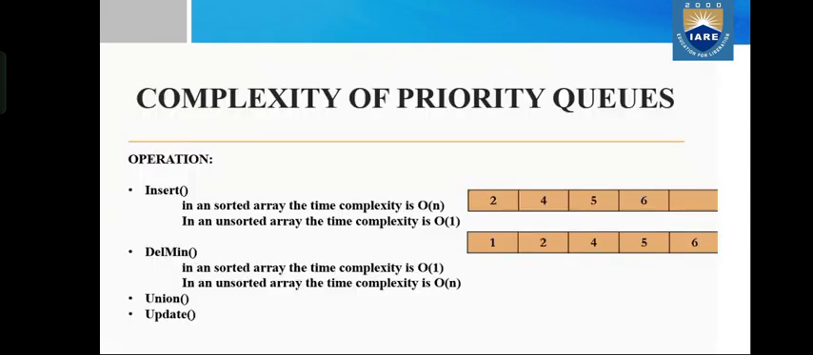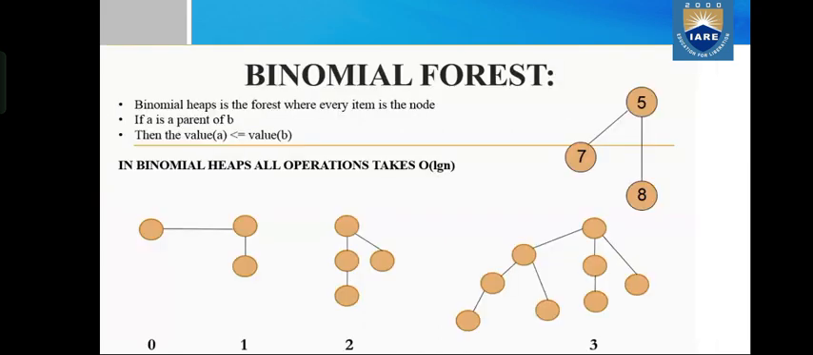Complexity of operations on arrays. Insert in a sorted array has time complexity O(n). In an unsorted array, the time complexity is O(1). Delete in a sorted array has time complexity O(1), and in an unsorted array it has time complexity O(n). Union and update.